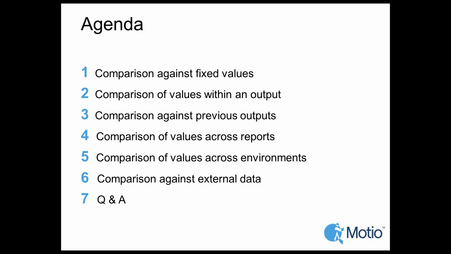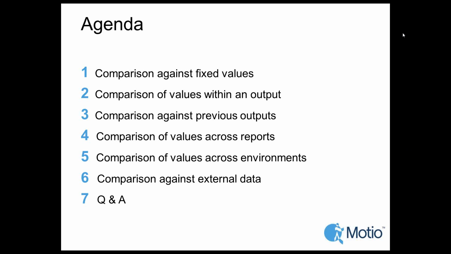All right, so just a quick run through the agenda here. We are going to spend pretty much all of our time looking at a few different examples of the types of data validation that you can do through the MotioCI application. So I'm going to start off showing my screen, and I'm going to talk very briefly about the idea of data validation and the benefits of automating it through a tool like MotioCI. And then we're going to go through examples of how you can, first of all, compare against fixed values.